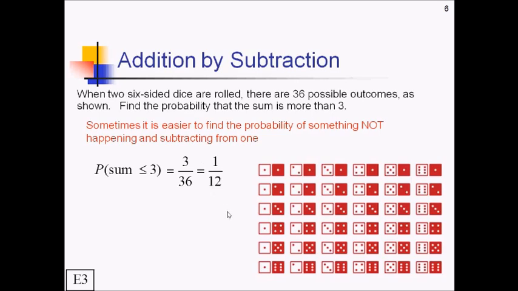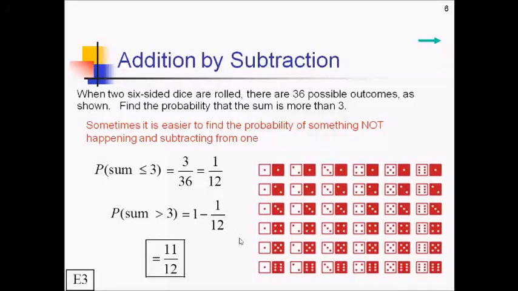So there's only 3 ways to get 3 or less for a sum, which I could reduce to 1 over 12. Well, I don't really want this probability. I want the probability of this not happening. I want the reverse here, the probability of greater than 3. So since there's no other possibilities, it's either less than or equal to 3, or greater than 3, I can subtract 1/12 from 1, 100%, to get my final answer of 11/12. Now, another way you could have done this is just count up the 33 ways out of 36 that you could have gotten more than 3. I think this is a little faster, though.